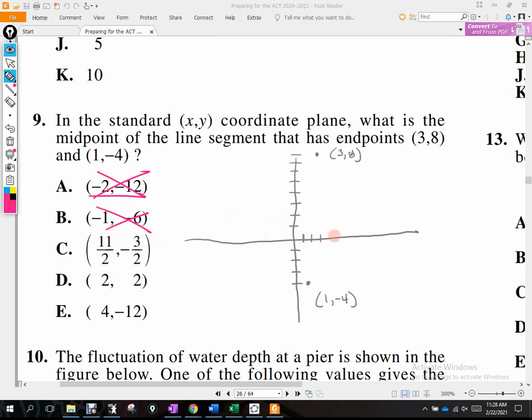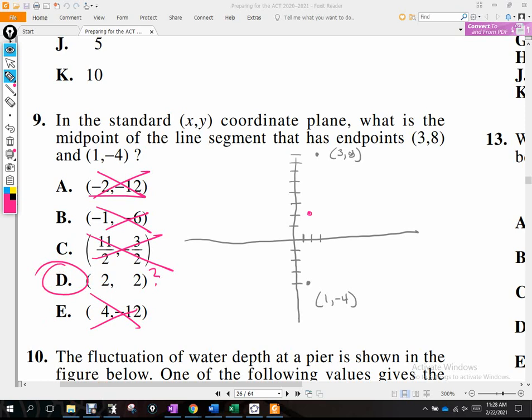Now 11 halves. So 11 halves is what, 5.5? 5.5. So I go 5.5 to the right, and then down 1.5. Is that going to be the midpoint? 2, 2. Well, it looks like it could be, right? So maybe. And now 4, -12. Is 4, -12 going to be the midpoint? 2, 2. Did I really have to do any real algebra there?